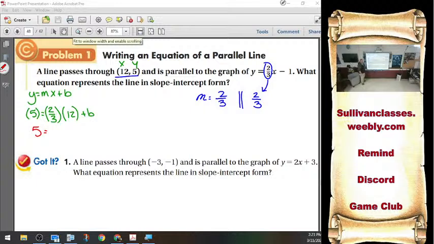What's 2/3 of 12? 8. 1/3 of 12 is 4, so 2 of them is, yes, 8. Okay, so I've got 8 plus b. Finish it off. Subtract and find b by itself.